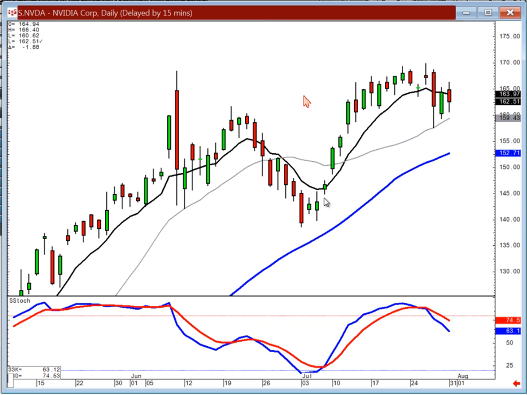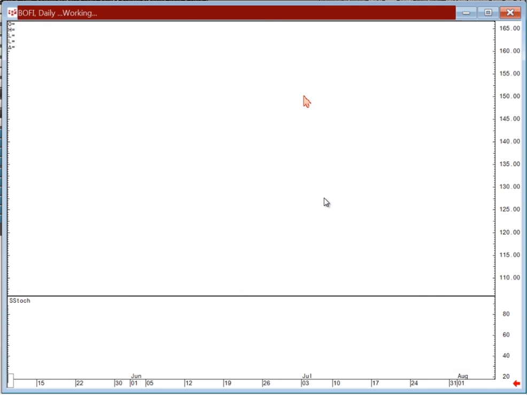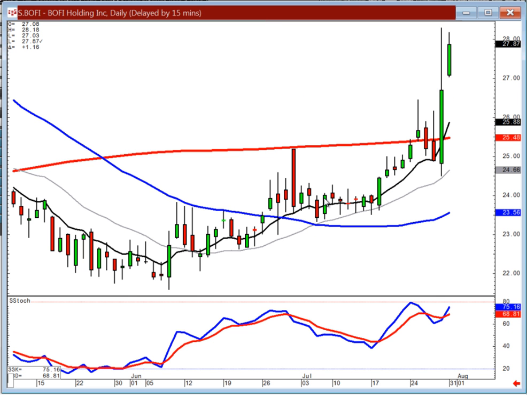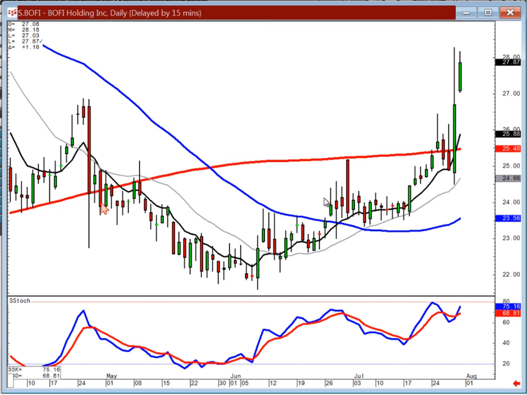Okay, but there are things that still allow you to keep the probabilities in your favor, like a pattern such as the fry pan bottom. This is BOFI. You can see where it kind of broke out here at the 200 and this level right here. I told us there was more upside. So it's not unusual when you get close to the end of a fry pan bottom that you start seeing a little bit of whipsaw action.